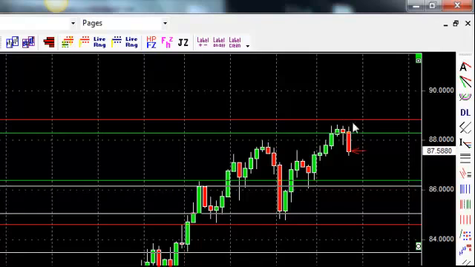But right now we're talking about a 53 pip stop loss, and I tell people never to risk more than 2% of your account balance on one trade. So if you've got an account balance of $1,000, you want to make sure that if you sell here and you get stopped out on this trade, you do not lose more than 2% of your account balance, which would be $20 on $1,000, right? Now, here's how this works.